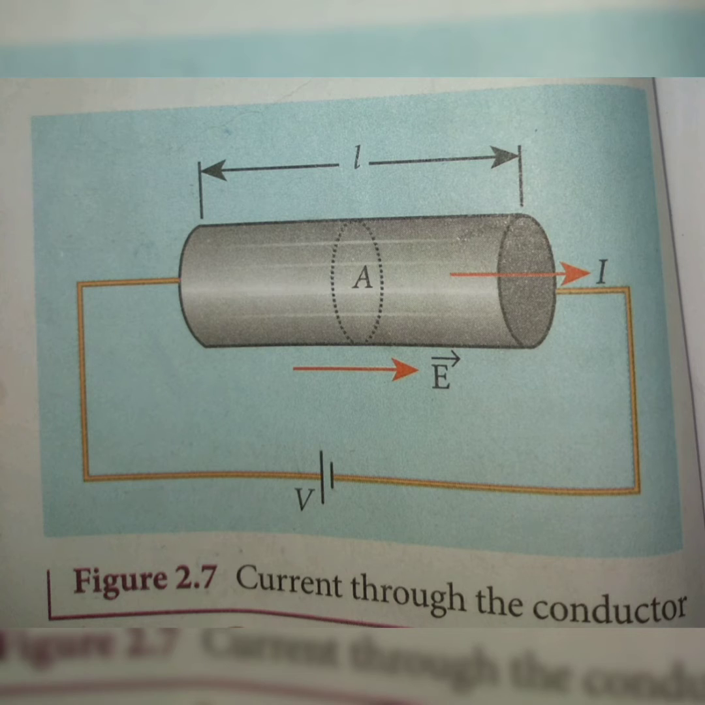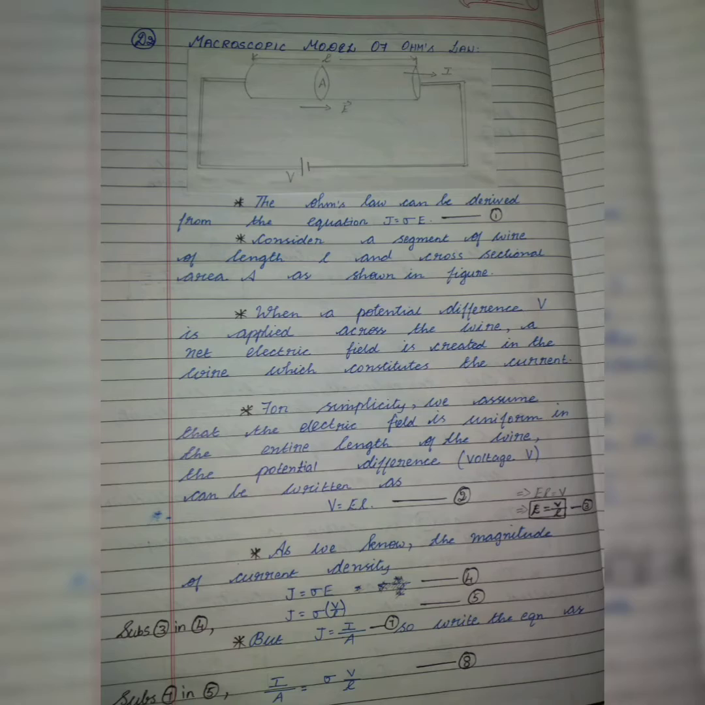Look at it carefully now. I'll tell you once again, the details we have to note in the diagram: we have to consider a segment of wire. The wire's length is L and its area of cross section is A. Then when we apply potential difference V across the wire, a net electric field is created. That electric field is E vector. When V is applied, the electric field is generated. In the presence of the electric field, there will be current and that current is denoted as capital I. So these are the details we have to describe from the diagram.